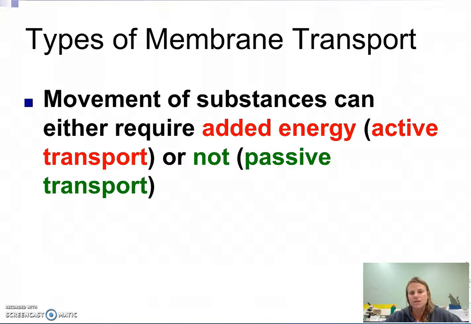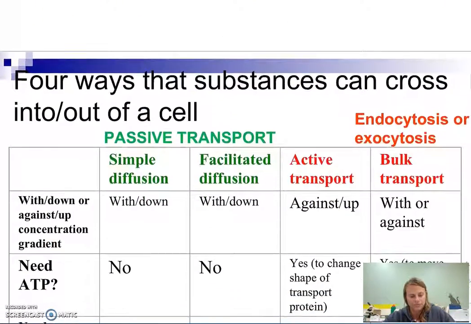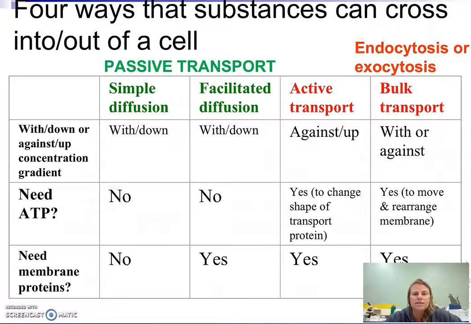And that makes sense. If a person is active, they have a lot of energy. If a person is passive, they're probably sitting down, not exerting much of their energy. So there are four ways that substances can cross into and out of a cell. The first two ways we'll discuss are both types of passive transport. So first of all, you've got simple diffusion. When a molecule simply diffuses across the membrane, it goes with or down the concentration gradient. No ATP is needed, nor are membrane proteins.